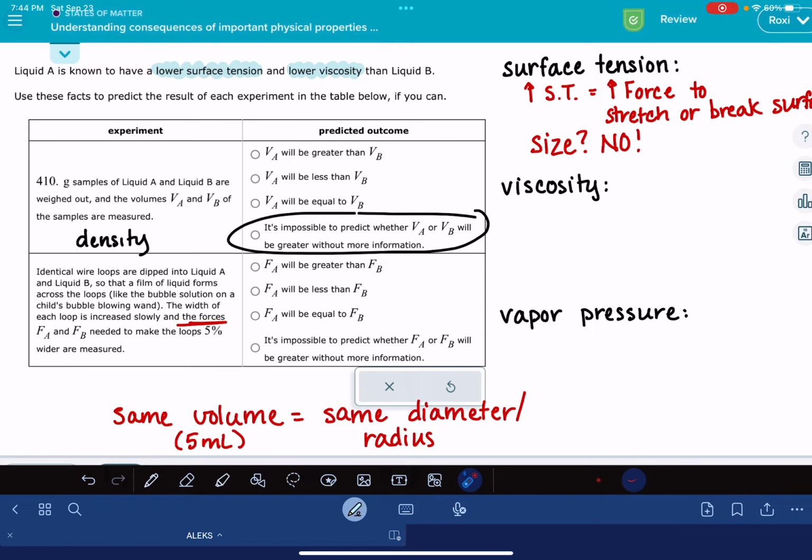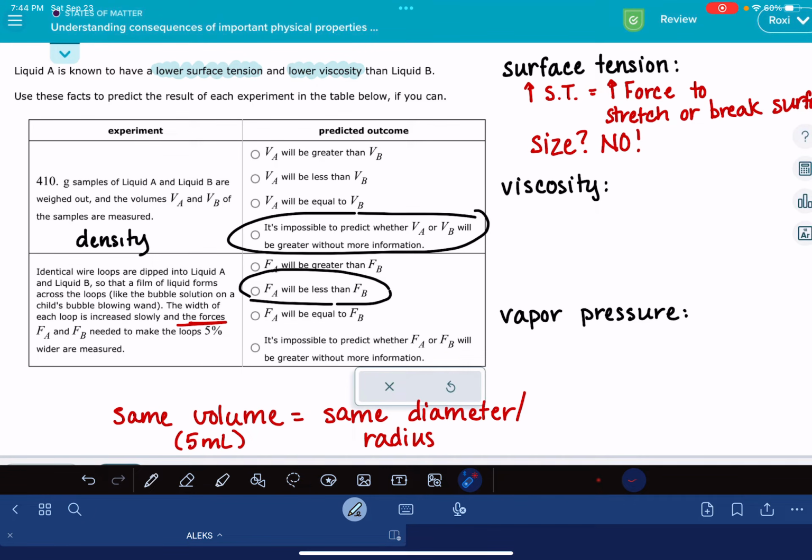So for this one, it says, I'm being asked to compare the relative forces. Liquid A has a lower surface tension. That means my liquid B has the high surface tension. Liquid B is going to be the one that requires strong forces to break. So the force of A is less than the force of B. That took me a minute to process.